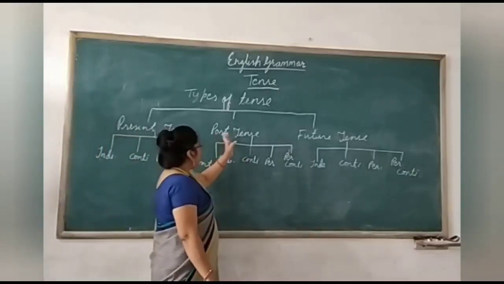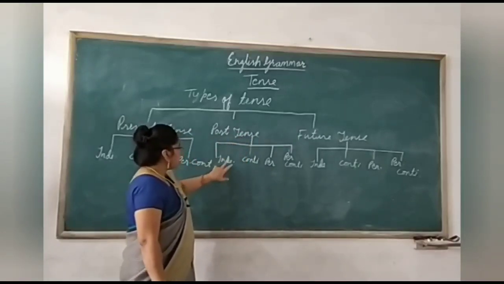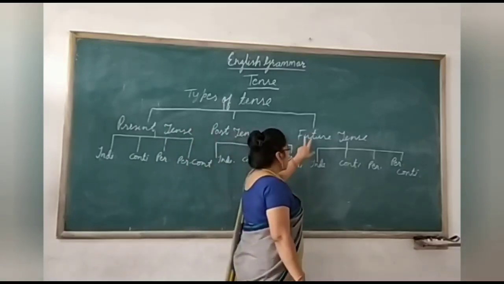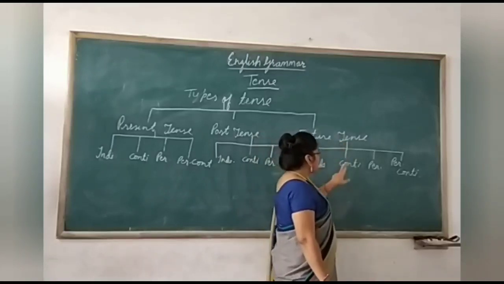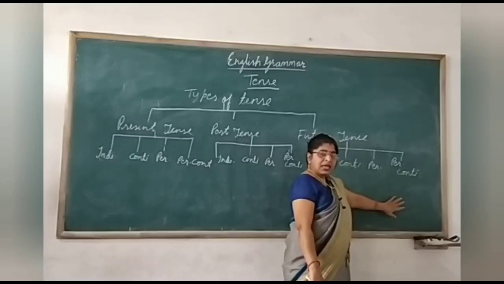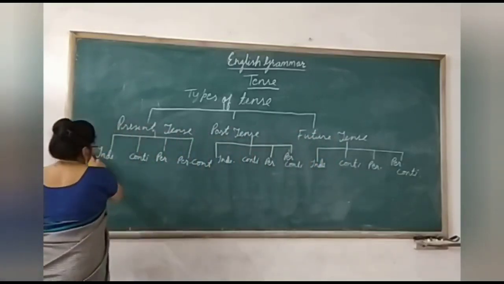Same way here, past tense is also divided into four parts: past indefinite, past continuous, past perfect and past perfect continuous. Same way in future also, future indefinite, future continuous, future perfect and future perfect continuous. Clear? So let us study one by one.